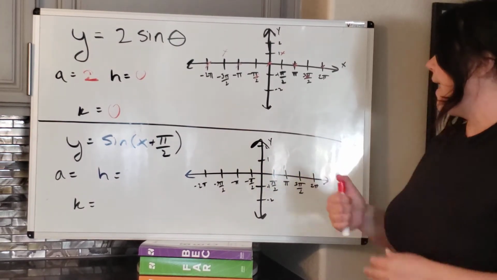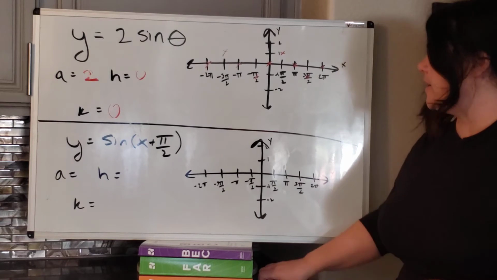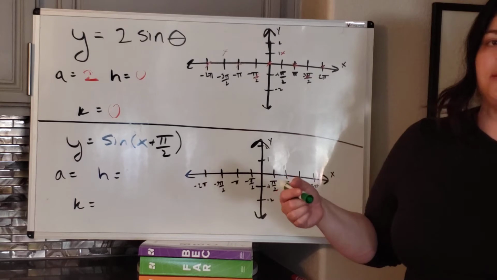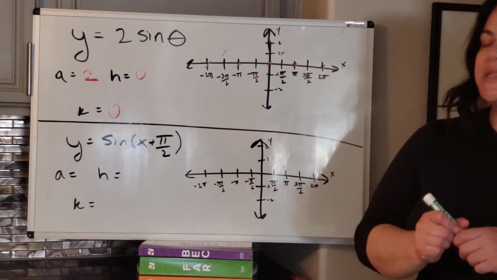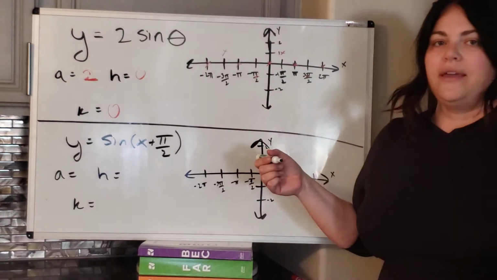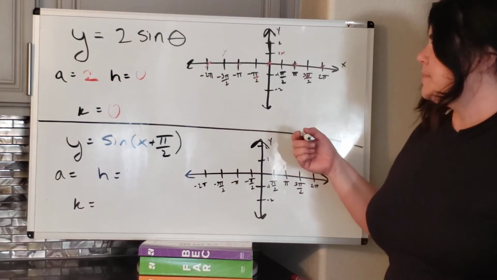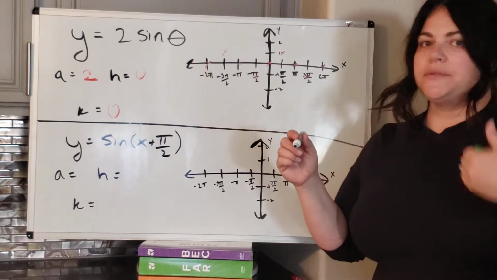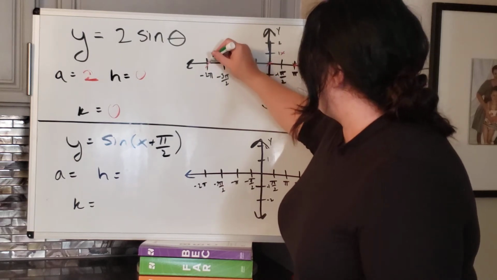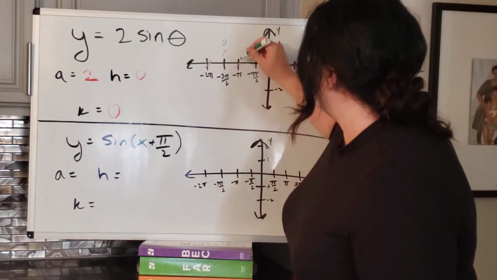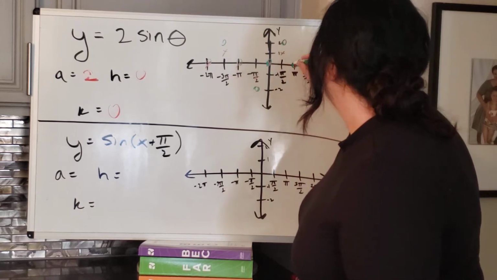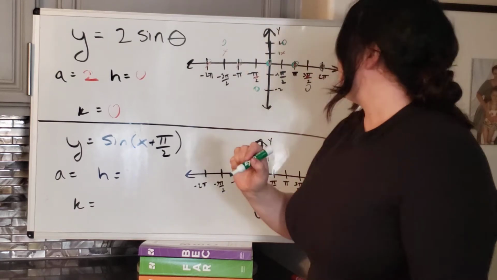From there we're going to multiply by our A. In this case our A is 2, and we use these points because everything is 1s and 0s, so it's really easy to multiply by 2. Everything that's 0 is going to stay as 0. Everything that is being multiplied by 2 is either going to be positive 2 or negative 2. So in this case we would have 0, 2, 0, negative 2, 0, 2, 0, negative 2, 0.